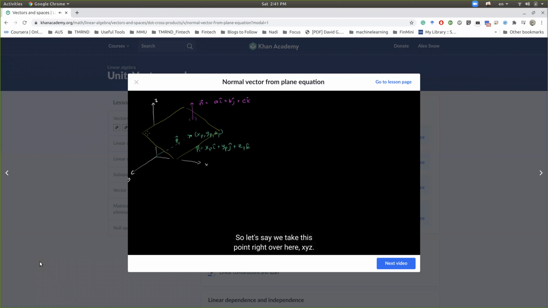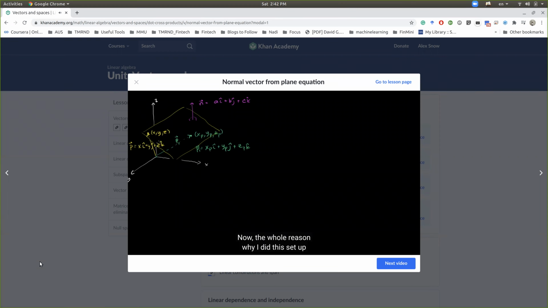So let's say we take this point right over here, X, Y, Z. That clearly, same logic, can be specified by another position vector. We could have a position vector that looks like this, the dotted line. It's going under the plane right over here. And this position vector, let me just call it P, instead of that P1. This would just be XI plus YJ plus ZK.